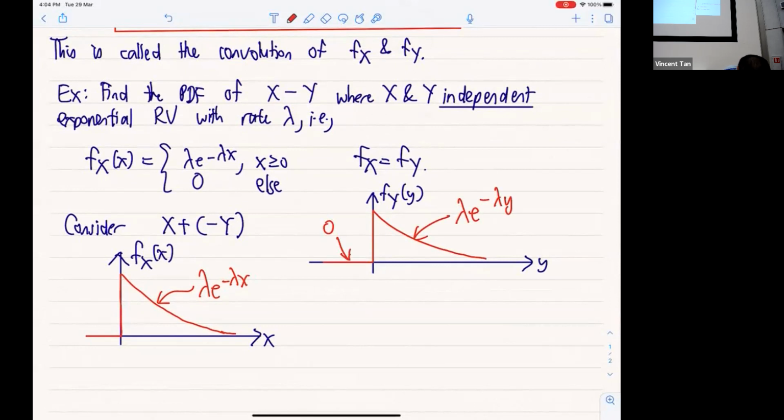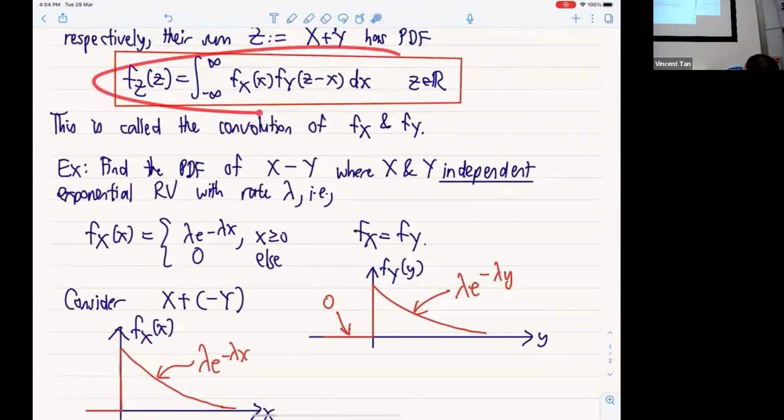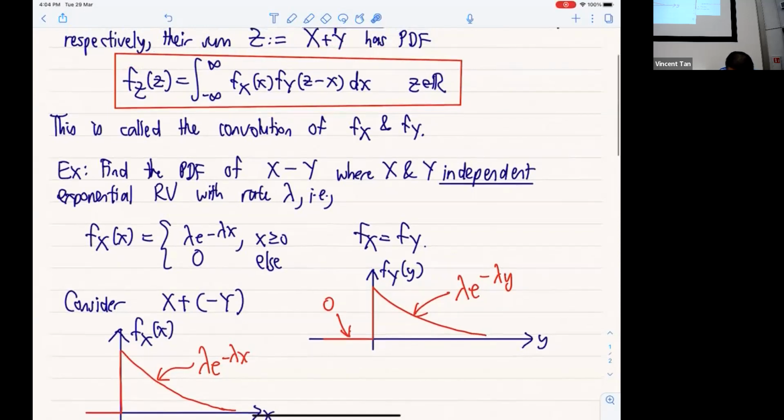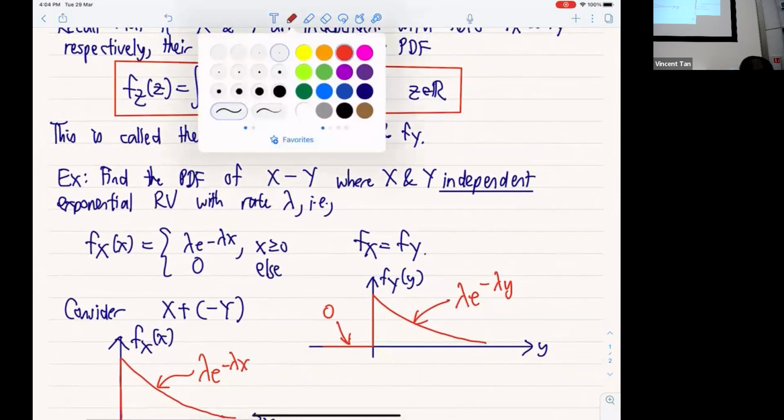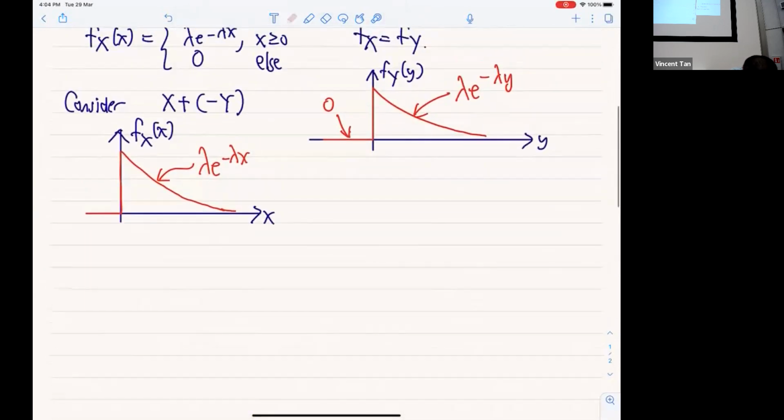Now, if we want to use the formula in the big box here, then we need to create the density of minus y. We can call it w equals minus y, the random variable. So now we need to be able to figure out the density of w. So the density of w looks like this.